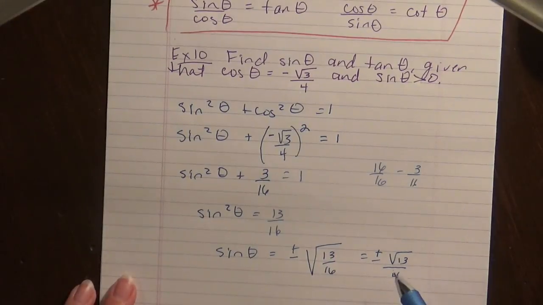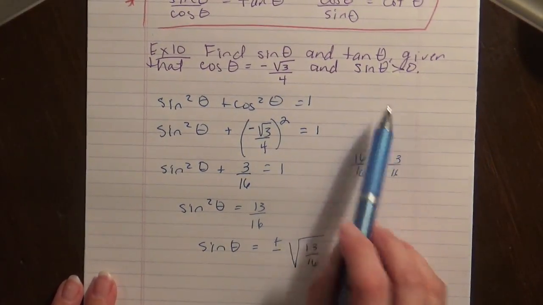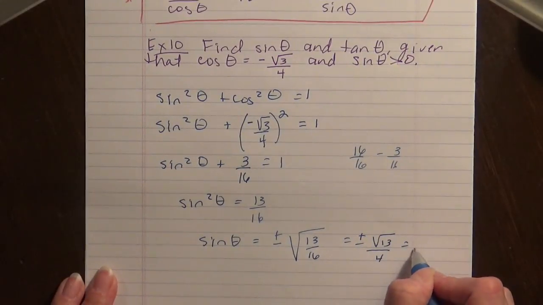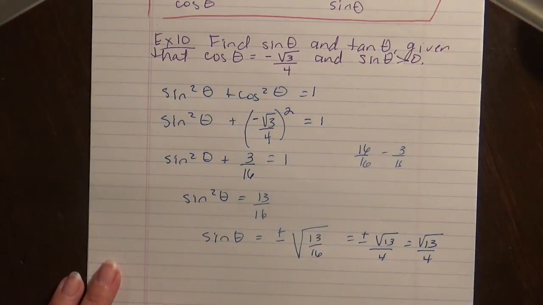Okay, now how do I know whether to do plus or minus, or which one to choose? They told us up here that sine has to be positive, so that means we're going to choose the positive answer. Square root 13 over 4 is sine theta. That's all I had to, oh, I'm sorry, I have to find tangent.